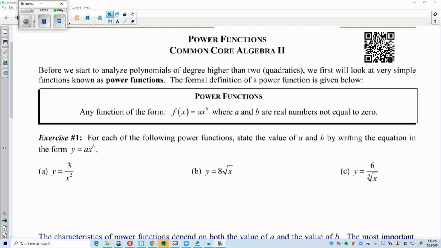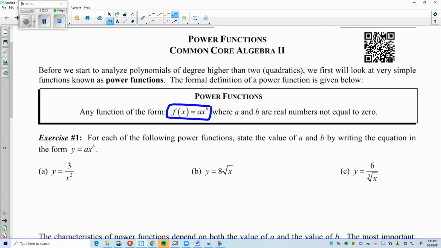So today we're going to start a new topic with power functions. Our basic idea with power functions, as we can see here, is that it's any function in the form of a times x raised to the b. So that's our basic idea of a power function. A and b are going to be real numbers, and they're not going to be equal to 0.